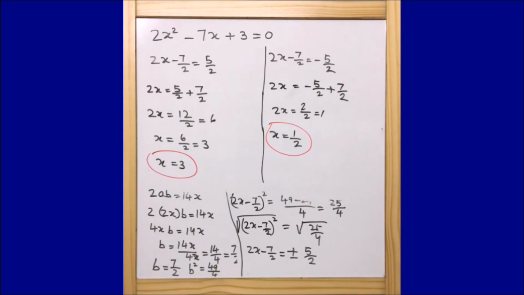Hope guys you understood this calculation. This calculation of completing the square takes a little 2 or 3 more steps, but this is very clear and this is very easy.